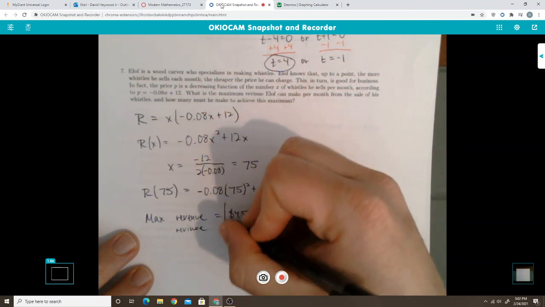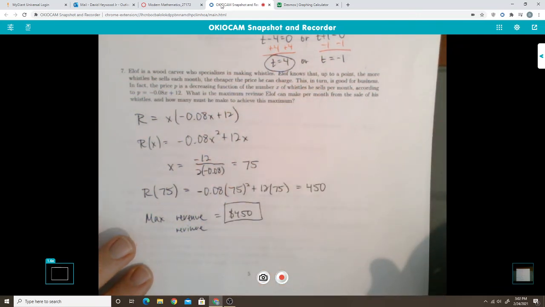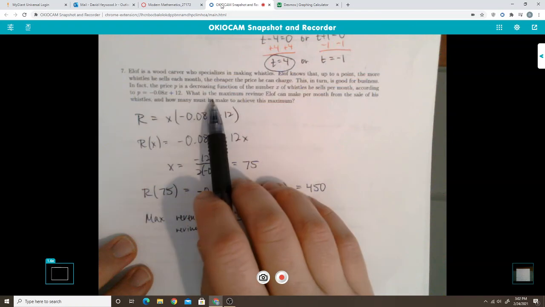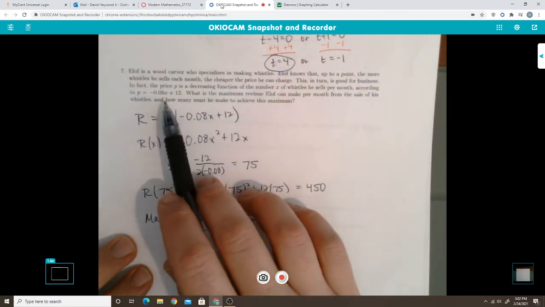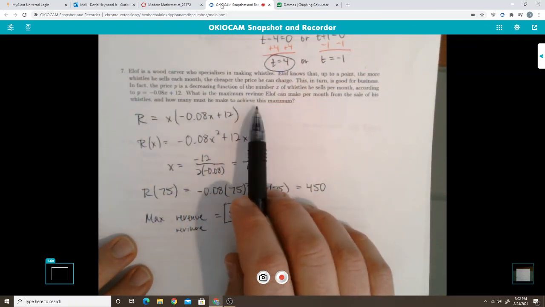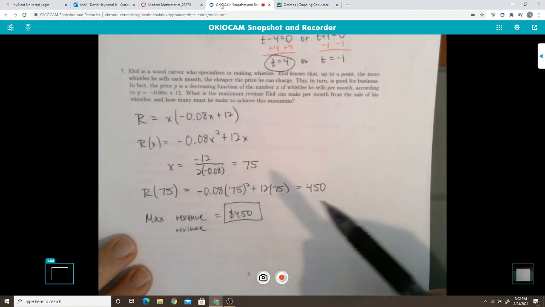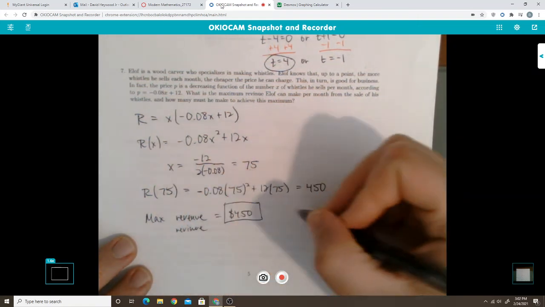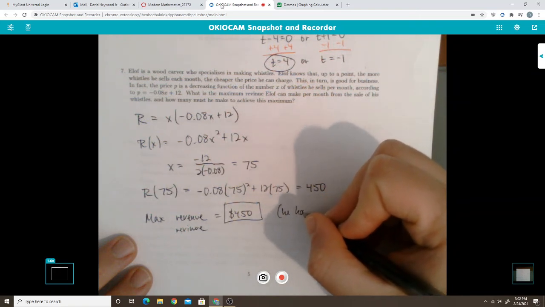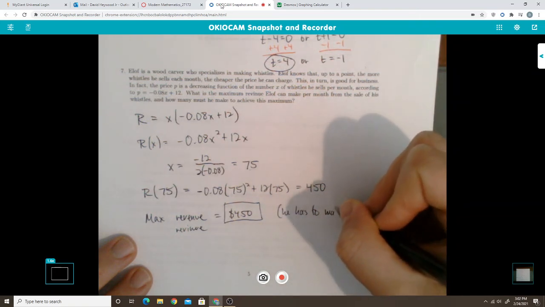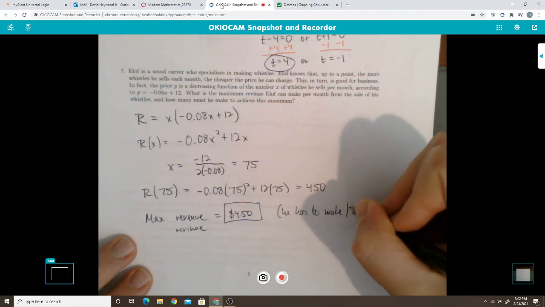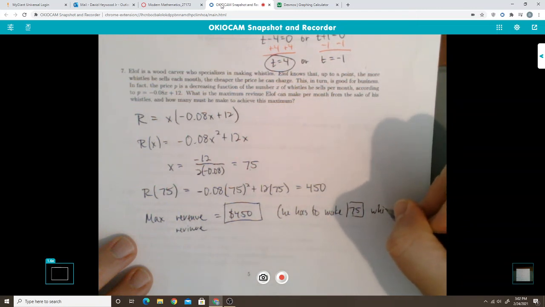But anyway, the max revenue is $450. All right. So what's the max revenue? It's $450. How many whistles does he have to make to achieve that maximum? Well, that's 75, right? He has to make X equals 75 whistles.